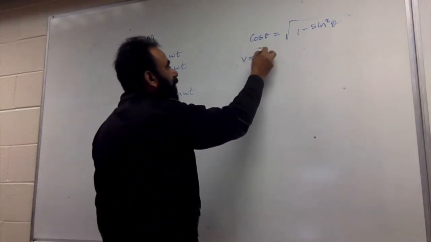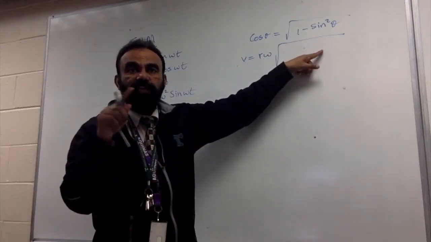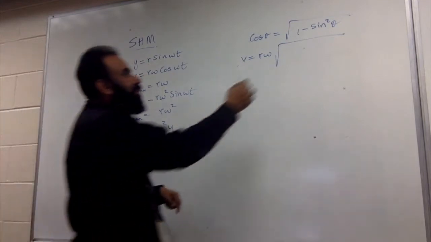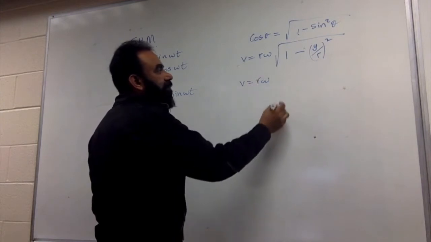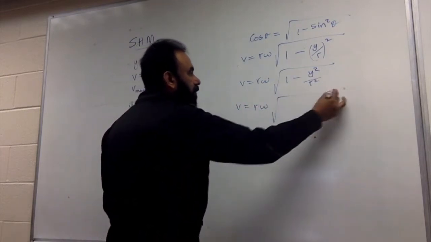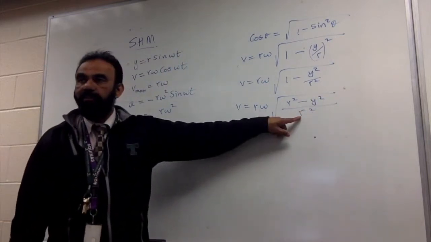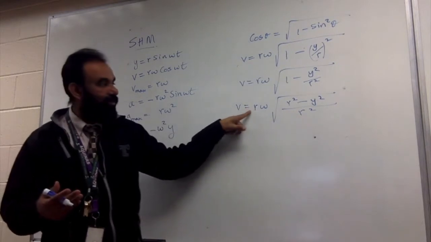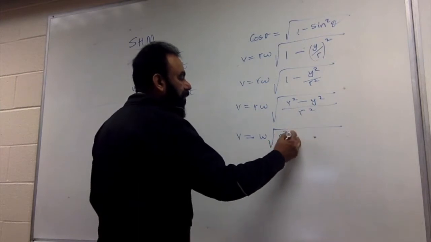So let's do that. So V is equal to R omega square root of 1 minus sine square theta, right? Now what is sine theta? y over r. So v is r omega square root of 1 minus y square over r square. And if you take the least common multiple, that's r square, and then it will be r square minus y square. What is the radical of r square? R, and there's an r here, so those two can cancel, right? So what is left here is omega square root of r square minus y square.